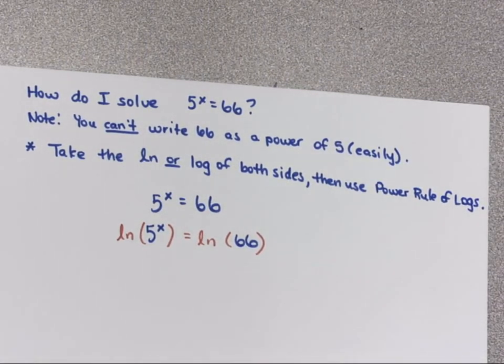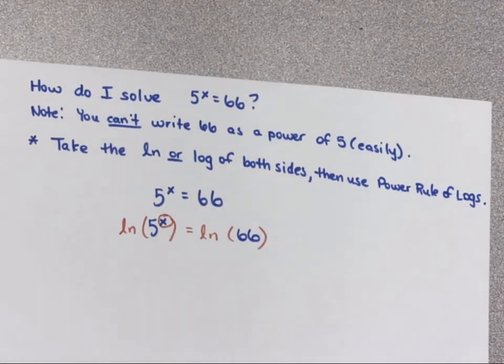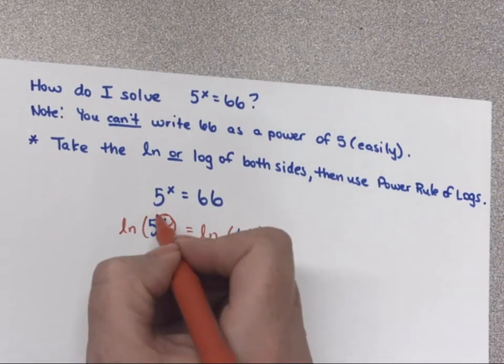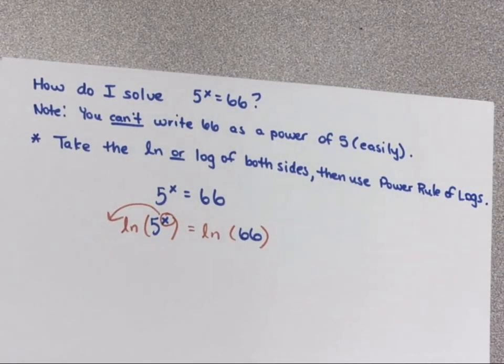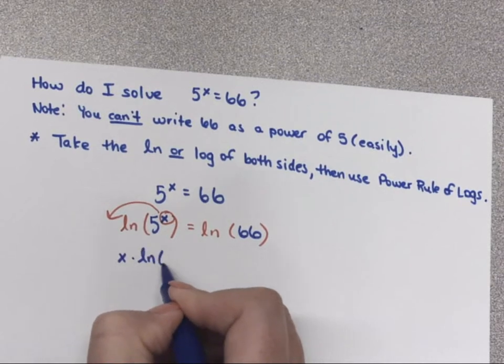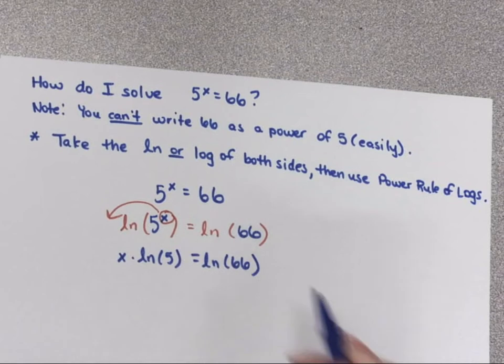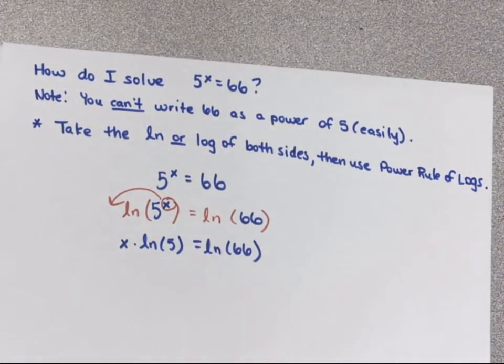Why would I want to take the log of both sides? Because the power rule now allows me to move this x around to the front. So now I have x times ln of 5 equals ln of 66. If my goal is to find out what x is, I am one step away from it now. If I want x isolated, what do I need to do?